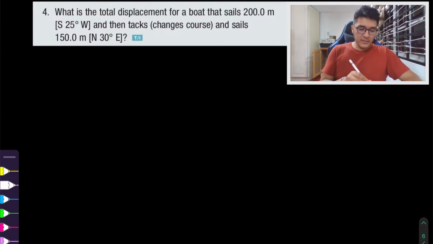So a good strategy whenever you're drawing the vectors, in this case, is to first set up a small coordinate system, and then from this small coordinate system draw your first displacement vector. The first displacement vector is set from south 25 degrees towards west. So from south 25 degrees west.